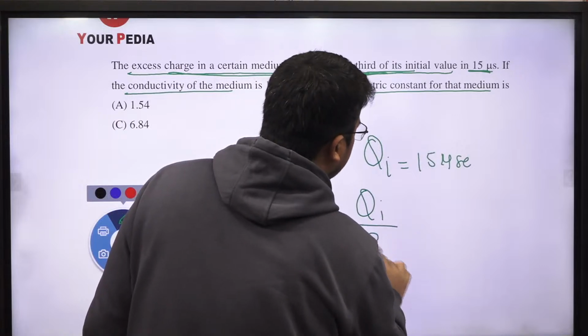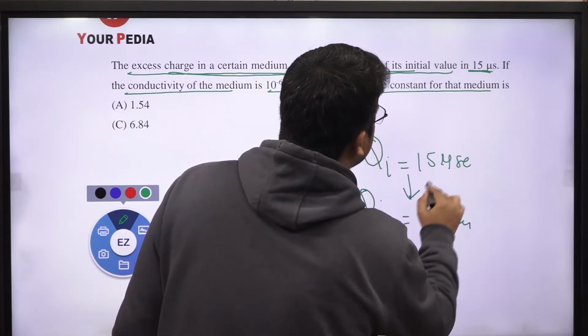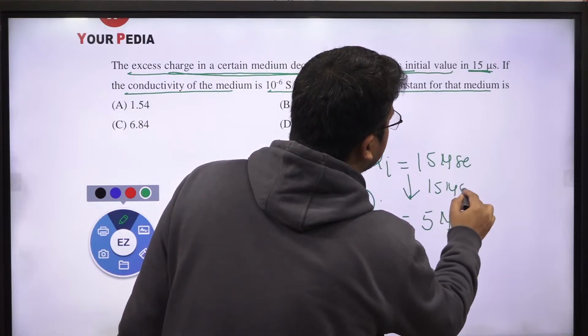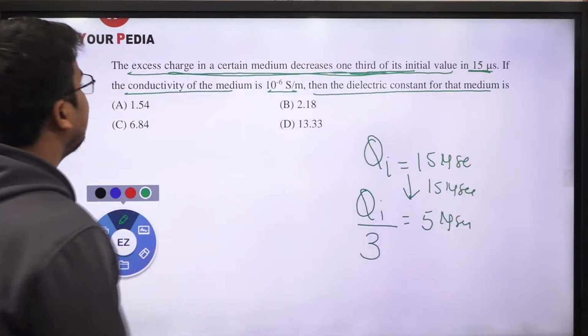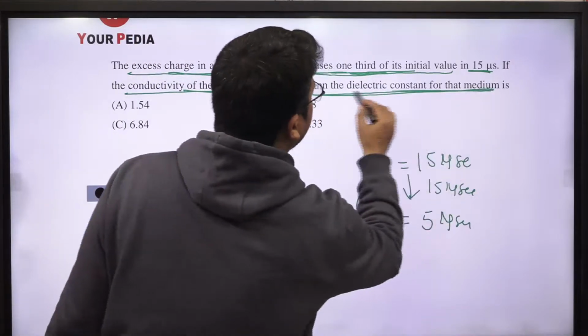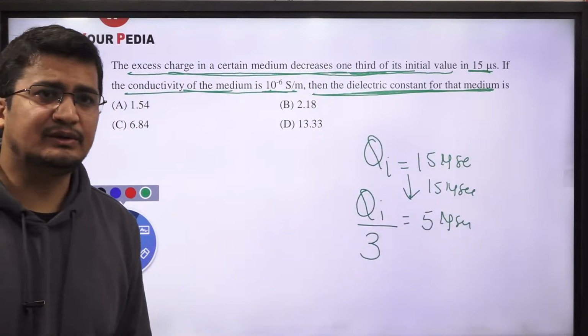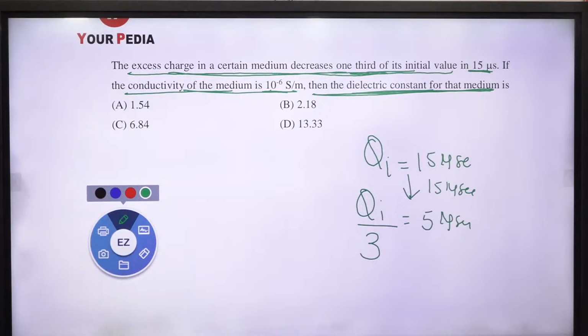Q_i upon 3, obviously 5 microseconds. The entire process is taking 15 microseconds. So he is asking, if the conductivity of the medium is this one, then the dielectric constant of the medium will be. Tell me the answer. This is the given information. Yes, Anirudh? People, what will be the answer?